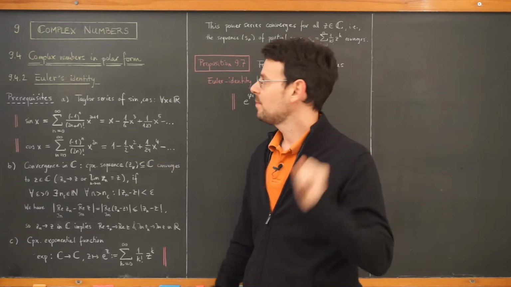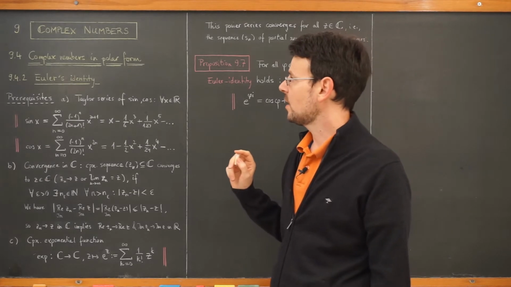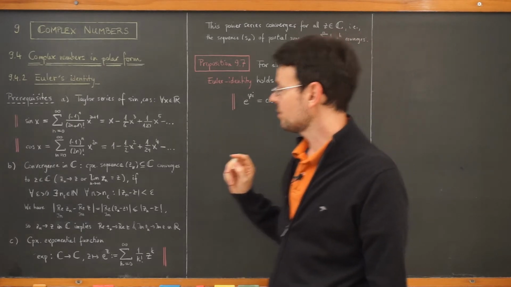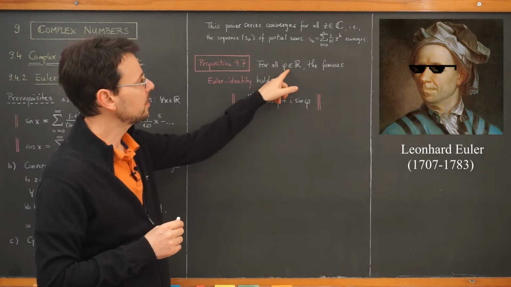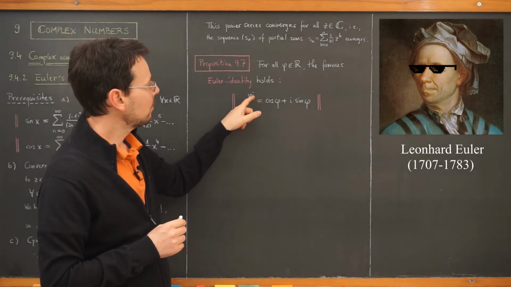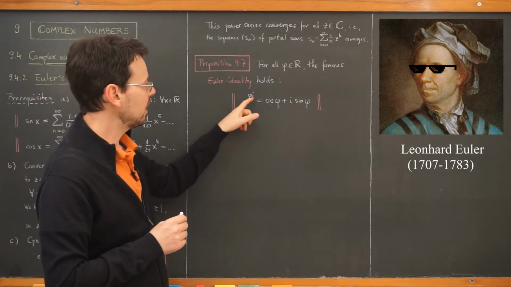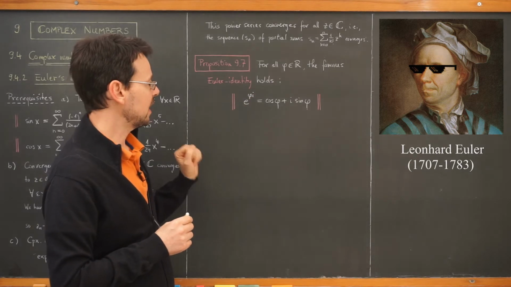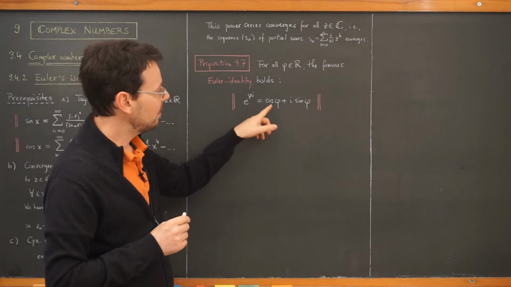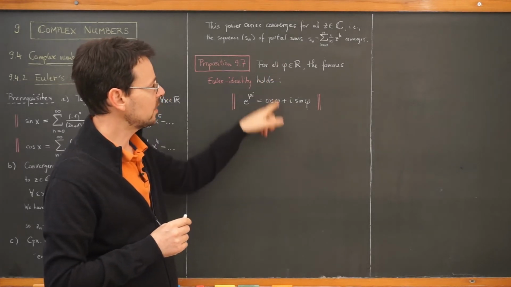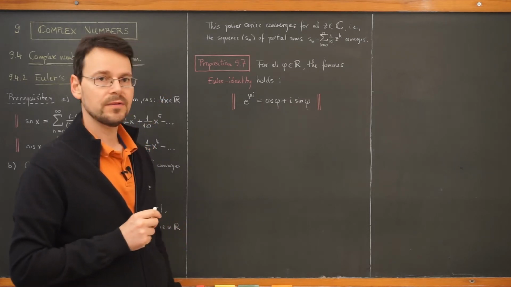Welcome everybody. Today's video we are proving the famous Euler identity for complex numbers, which is this relation here. I take a real number phi, multiply it by i so that I obtain a purely imaginary number, and then plug it into the complex exponential function, which has yet to be defined. And then I end up with cosine of this real number plus i times the sine of this real number.